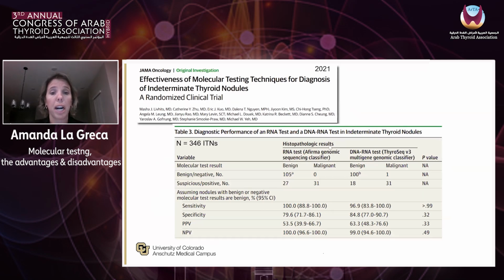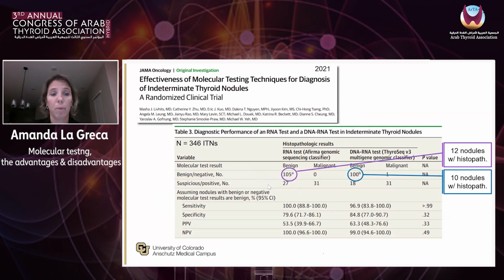This study compares how Afirma performs, and again, Afirma uses RNA versus Thyroseq V3 that uses DNA. And these are the number of benign versus malignant on both. I want to say benign, 105. And again, this is the Afirma column. 12 of these nodules called benign underwent surgical resection. And on the Thyroseq, 10 nodules were resected of the benign column.